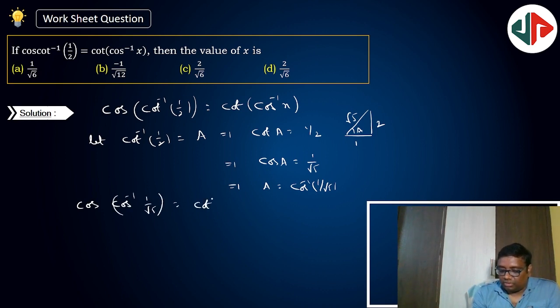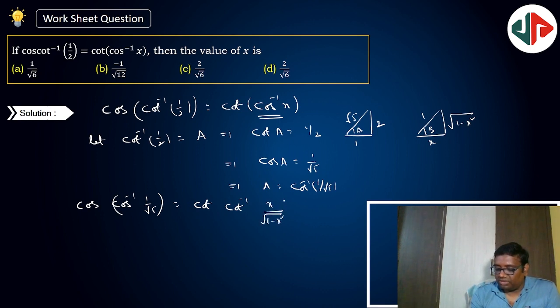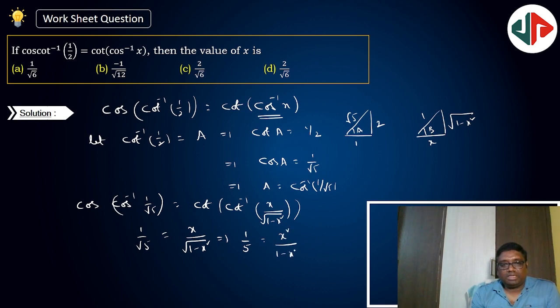In the same manner, this is also cos inverse of x value if we consider it as b, means x by under the root of 1 minus x square. So this is also cot inverse of adjacent side by opposite side. So 1 by root 5 is equal to x by under the root of 1 minus x square. Squaring on both sides, 1 by 5 is equal to x square by 1 minus x square. If we simplify, x is equal to plus or minus 1 by root 6. But the negative value we have to neglect. So our answer is x is equal to 1 by root 6.